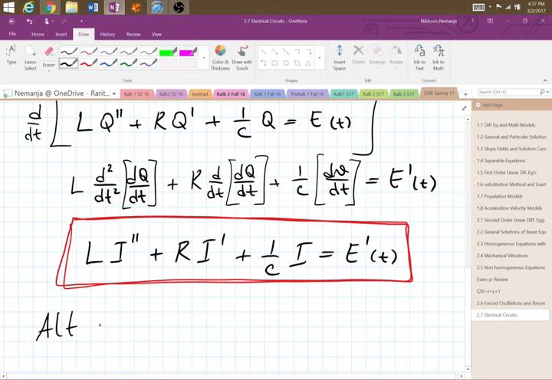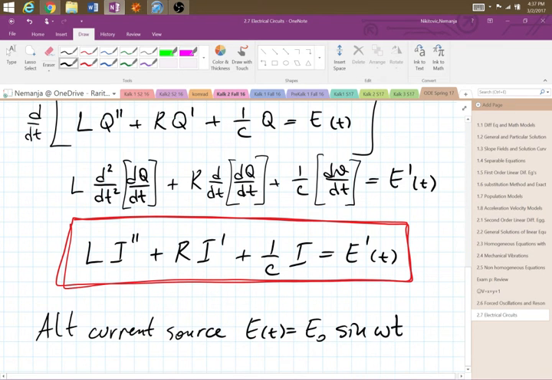So alternating current source E of t is going to be E0 sine omega t. Now you guys heard about the 50 hertz and 60 hertz and all of those things, right? At 110 volts. So here's the piece that deals with volts, and here is the one that deals with frequency. What is the meaning of 50 hertz or 60 hertz? It means that it swaps its polarity that many times a second.